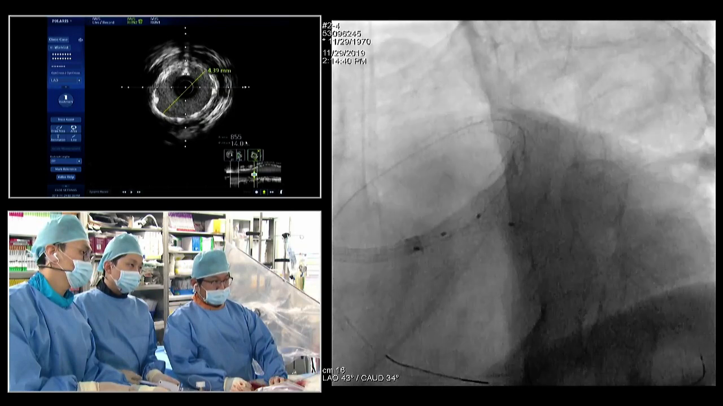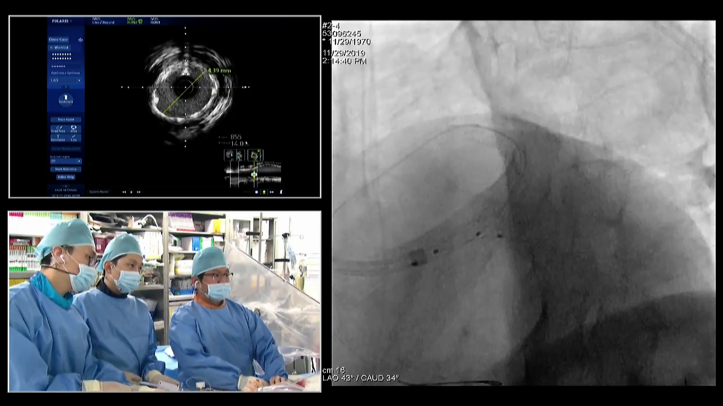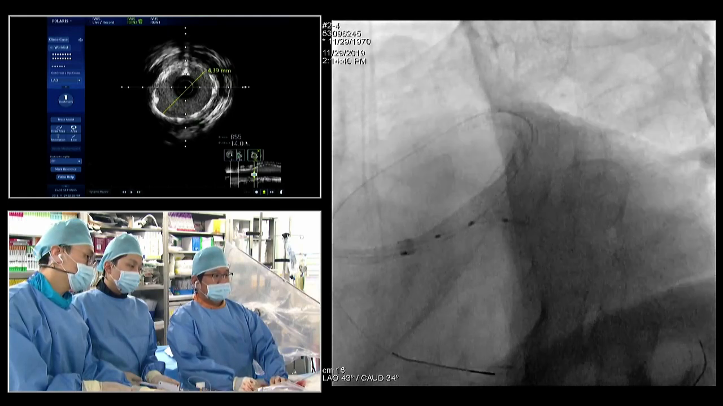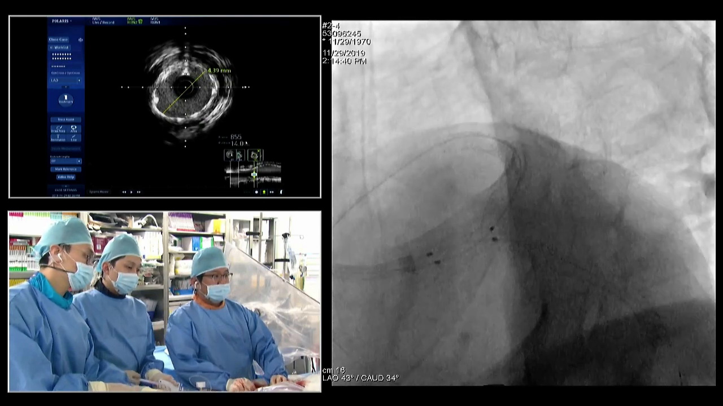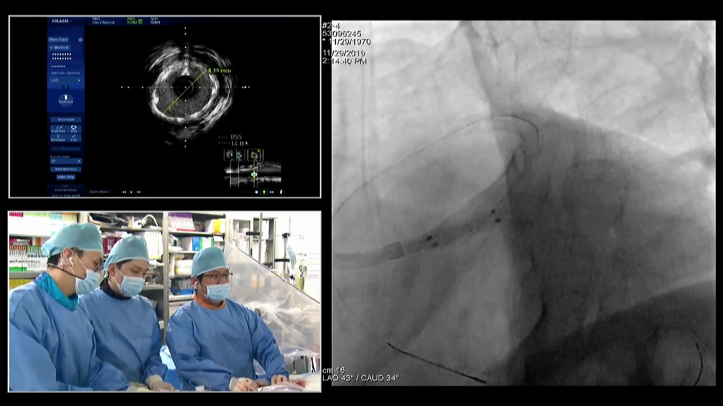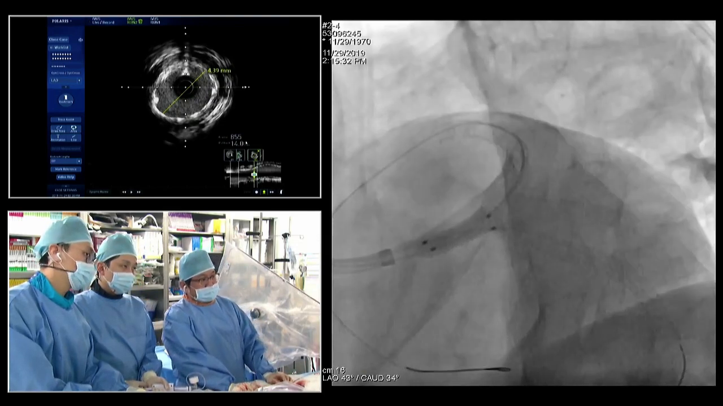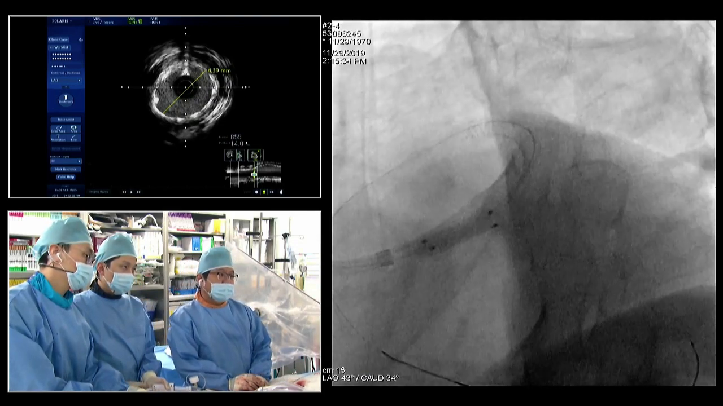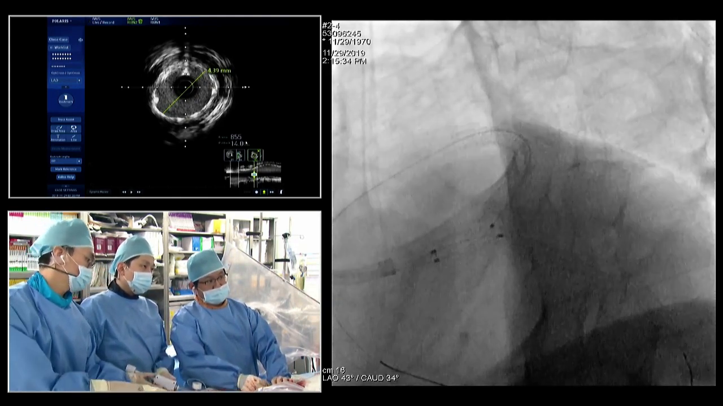You have to prevent balloon movement. Okay. 8 atmospheres, LED first, and then good. Perfect. 1, 2, 3. Yes, 8.